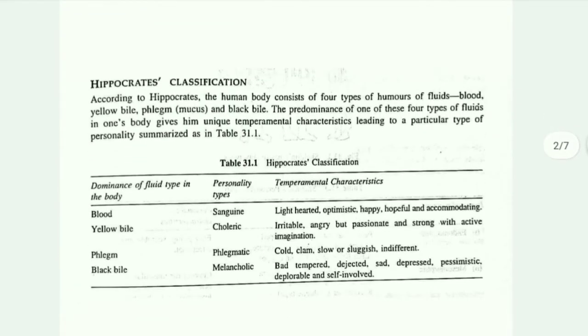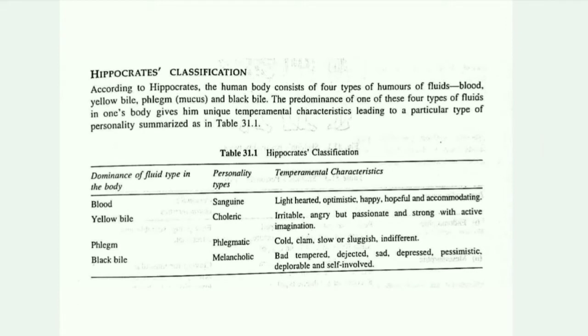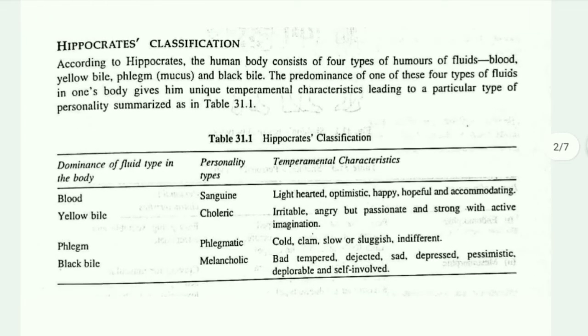Let us now see the classifications of personality by various educationists. The first one was Hippocrates' classification. This is a simple classification by Hippocrates, who classified personality into four types based on four types of fluids present in the human body. That is not a scientific classification because we know the only type of fluid present in the human body is the blood. But this is a very ancient classification.